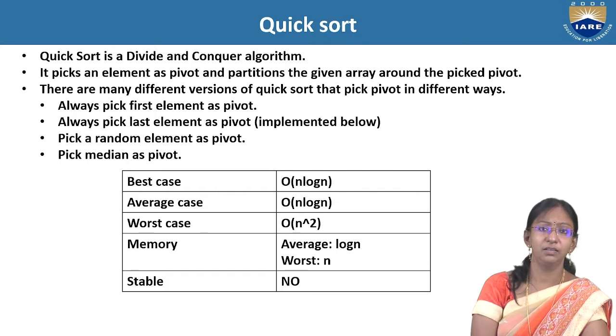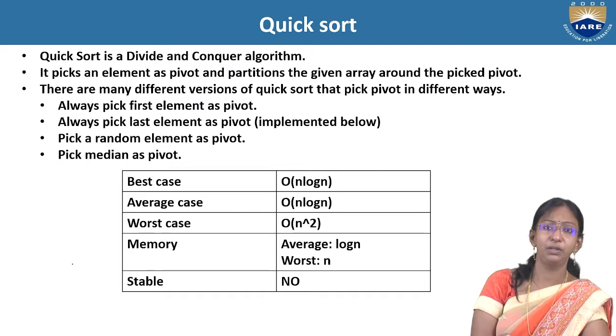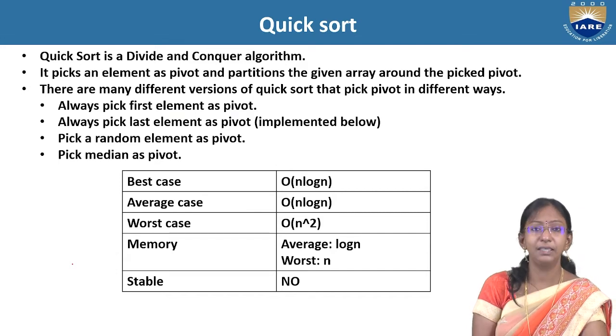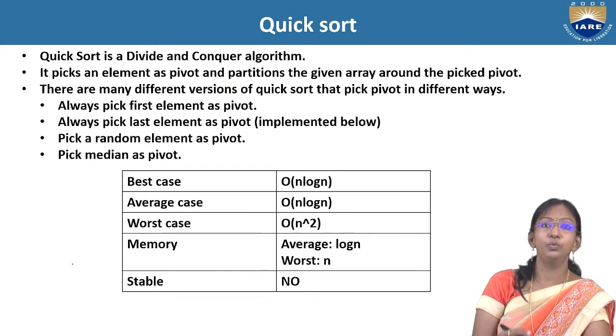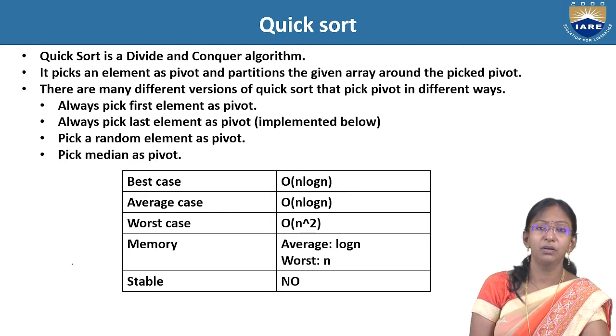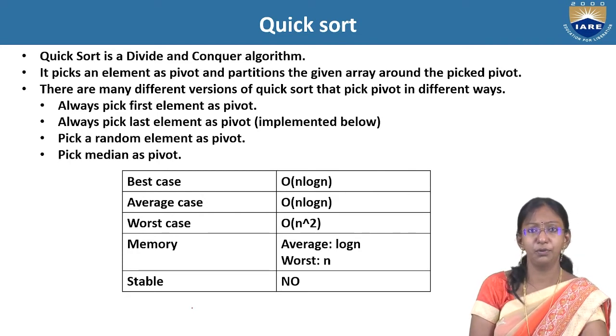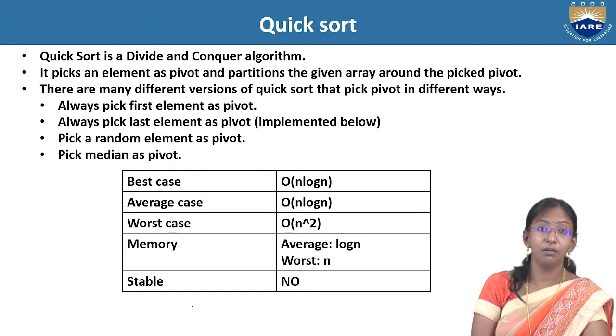Our agenda is that by the end of each iteration, we have to place this pivot element in its right position, as in the final sorted list. We can pick this pivot element from anywhere. Our choice can be the first element as the pivot, or the last element, or the mid element, or any random element. Any way you can start with.